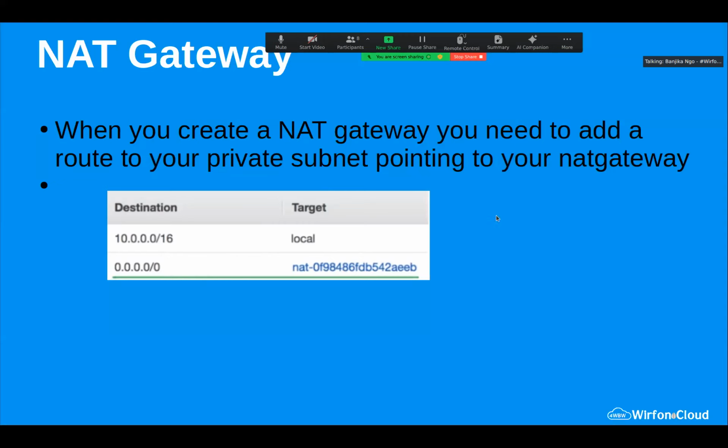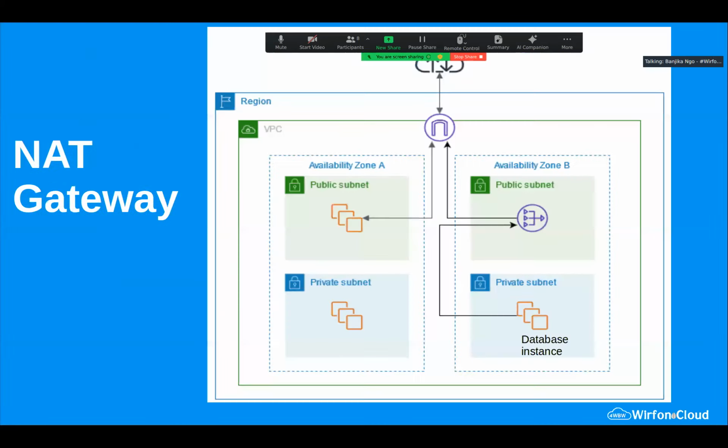Yeah, question: does the NAT gateway also go through the internet gateway to reach out to the internet? Yes, because it sits in the public subnet. If you notice in this diagram, the NAT gateway sits in the public subnet. Since it sits here, there's a default route in the public subnet pointing to the internet gateway. So yeah. Good.